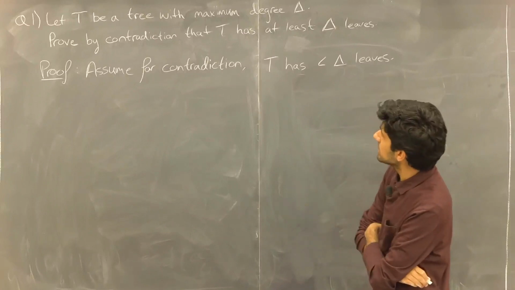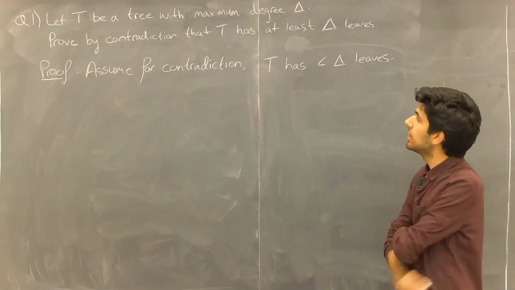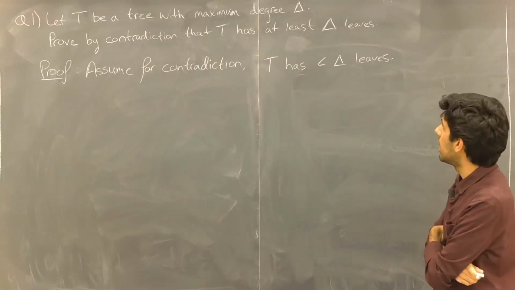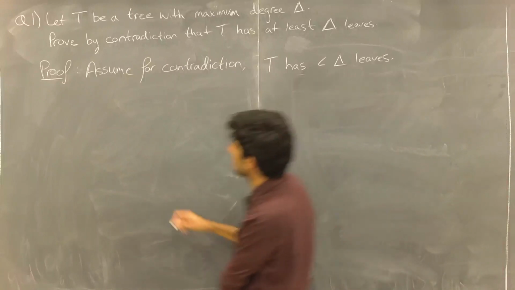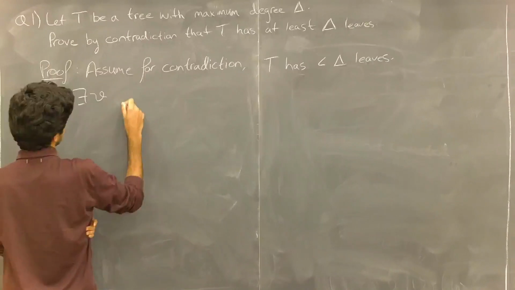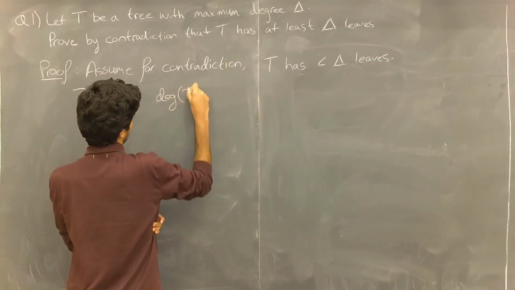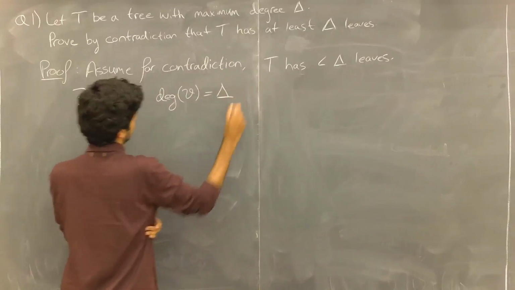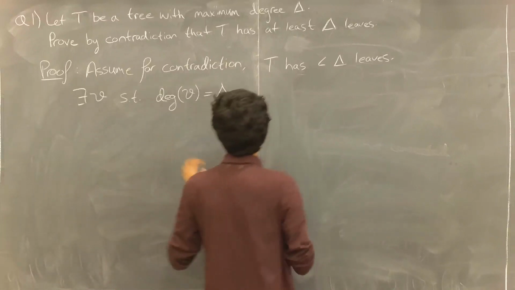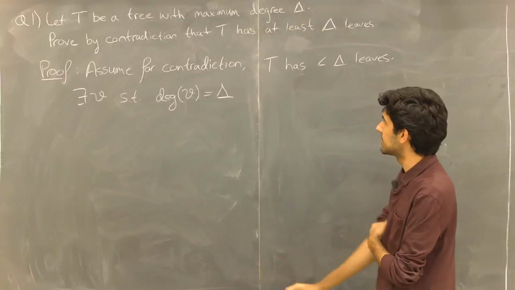Okay, so let's focus in on this vertex with maximum degree delta. That's what it means for the tree to have maximum degree delta. There exists some vertex with degree delta. So let's write this down. There exists a vertex V such that the degree of V is equal to delta. And bear with me, when it comes to graph theory, I write my V's as a little curly, just to differentiate them from U's, because those are the letters we normally use.